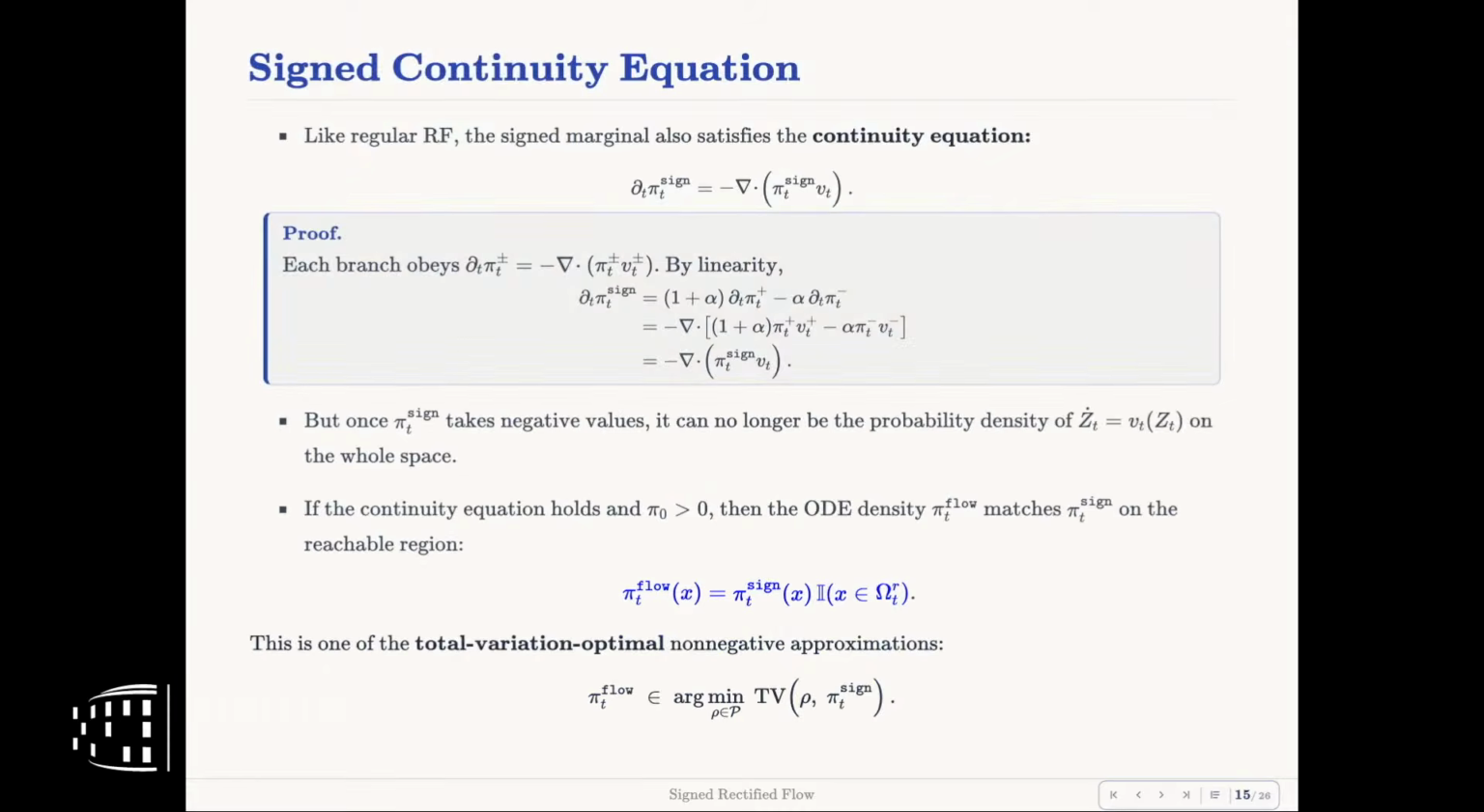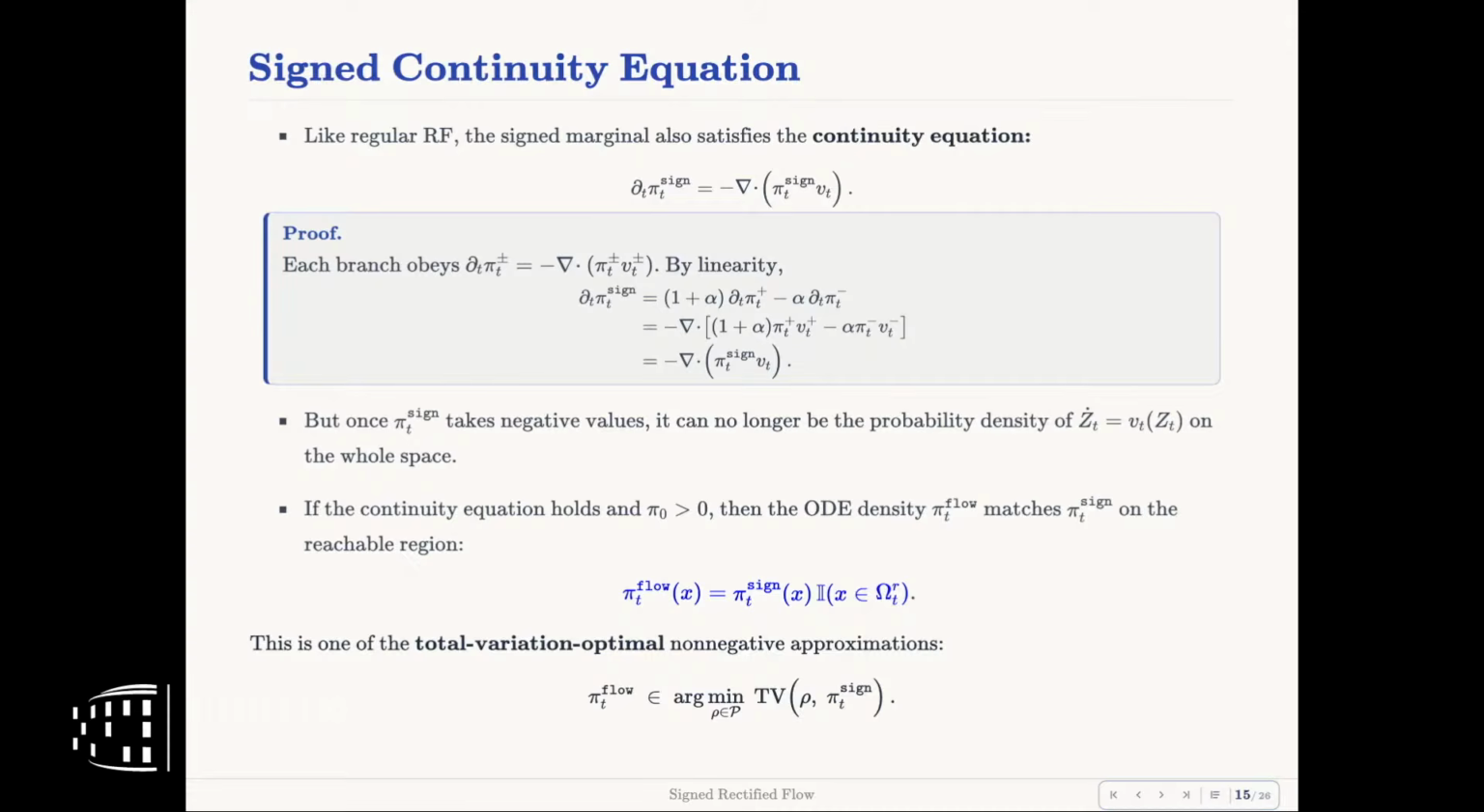Okay, so why does this happen? Well, this is actually an extension of the continuity equation. As I mentioned earlier, you still have the same continuity equation, because you can take the continuity equation for the positive and negative parts and combine them. By linearity, you can derive that the signed measure also follows the continuity equation.